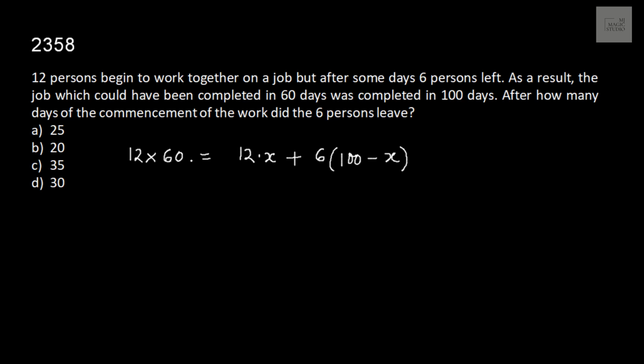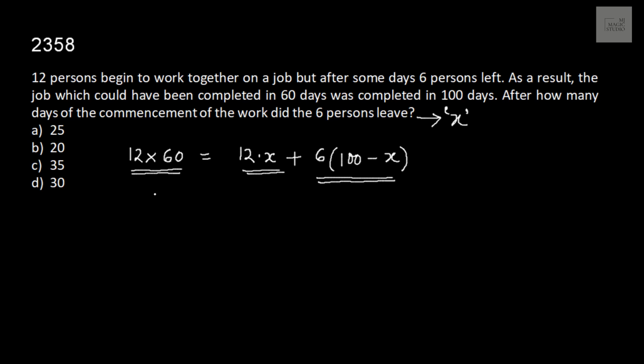Now if we compare work done on both sides, this equation fits in. 12 people would have completed the work in 60 days, but now 12 people work for X days and the remaining 6 people work for 100 minus X days. After how many days of the commencement of the work did the 6 people leave? Whatever variable we have taken, we are looking for that value. We are looking for the value of X.